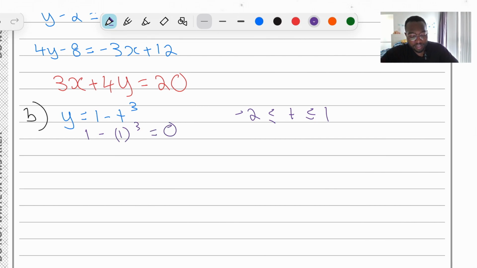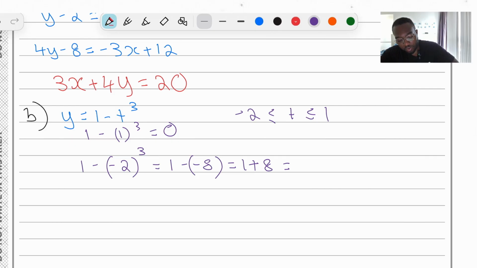So again, it won't be 1. But if we use the minus 2, that'll be 1 minus minus 2. Just be careful of your signs. It's 1 minus minus 2, okay? And that'll give us 1 minus minus 8, which is 1 plus 8, which therefore gives me 9 meters, okay? So we're just using the limits which they give us for t. We plug that into the y coordinate, and we plug in the minus 2 because, again, we want the biggest value, we want the greatest height. Minus 2 gives us the greatest height, so therefore we use the minus 2, and therefore we get 9 meters.